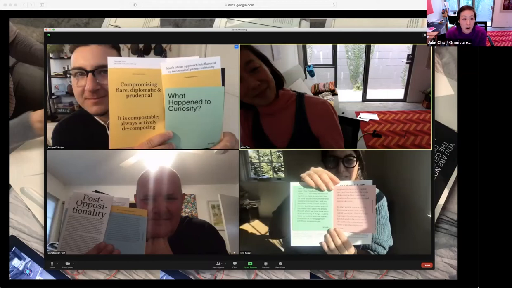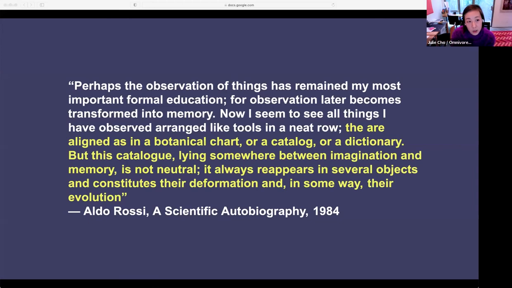So seen here are collaborators Justine Darrigo and Chris Hoff, both professors in clinical psychology at Cal State Bernardino, going through this exercise of shuffling, reshuffling for their book Emerging titled Beyond Critique. As a book collage, we can't help but think of this quote from Aldo Rossi. He writes how our observations become memories and that a book or a catalog, as he references, quote, lying somewhere between imagination and memory is not neutral.